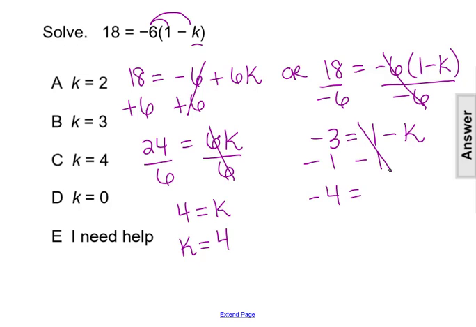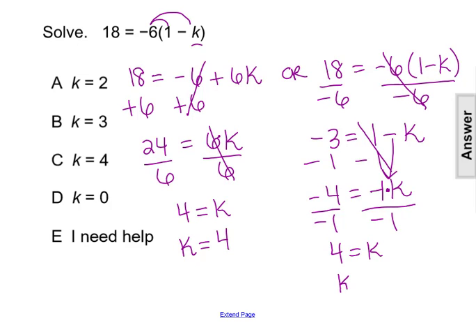Now be careful, it's a little tricky here that when you're subtracting the 1, you're actually left with negative k. You have to bring this negative sign down because that's really negative 1 times k. That negative coefficient is multiplying by a negative 1, so now we have to divide by negative 1. So that gives us 4 equals k.